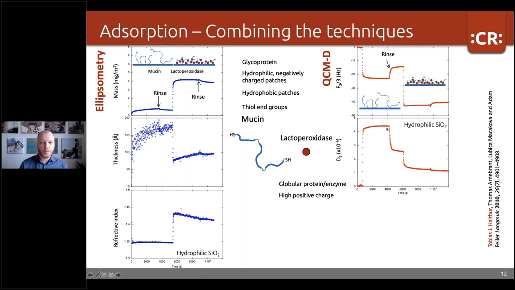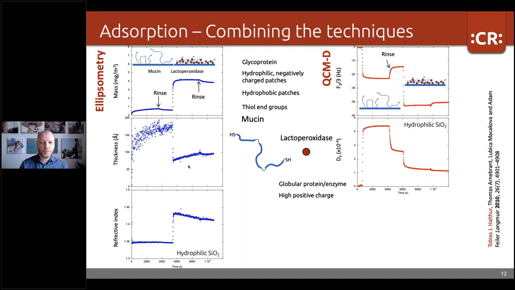And if we look at the dissipation in this other graph here, we can see that the mucin gives really high dissipation, corresponding to a thick, floppy, swollen layer, highly hydrated layer. And when we add lactoperoxidase, it sort of compacts to a more rigid layer. So very much the same information as we can see using ellipsometry, but in a different way.